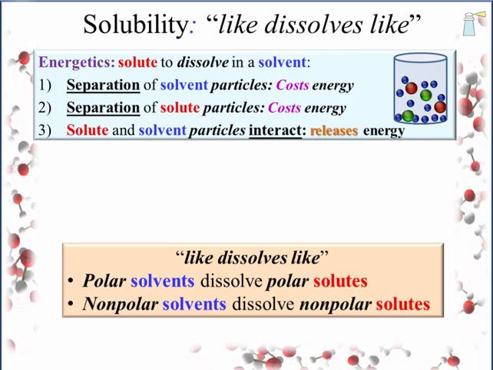Still, within the refrain like dissolves like are the 2 cost steps and the 1 energy releasing step. For example, a nonpolar solute should not dissolve in a polar solvent. They are not likes. Energetically, the cost of separating the particles of the polar solvent and the cost of separating the nonpolar solute particles is not sufficiently paid for with the release of energy of the polar-nonpolar intermolecular interaction of the solution.